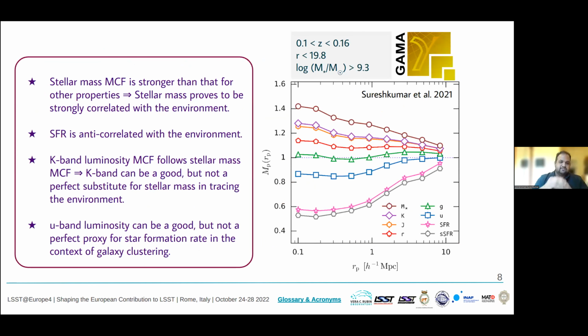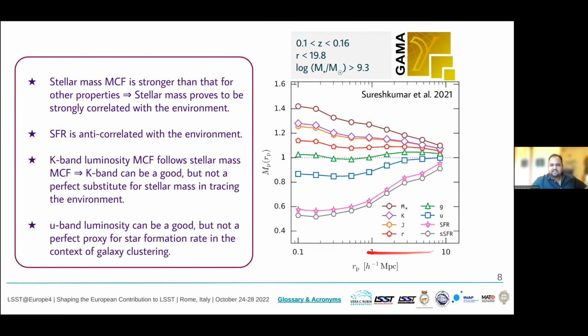Now, using this tool, we have first measured marked correlation functions in the GAMA data. So GAMA is a spectroscopic survey with galaxies fainter till 19.8 in R band. So from GAMA, we have first selected a sample of galaxies with the selections given here with redshift cuts and mass cut, and then measured their marked correlation functions for different properties.